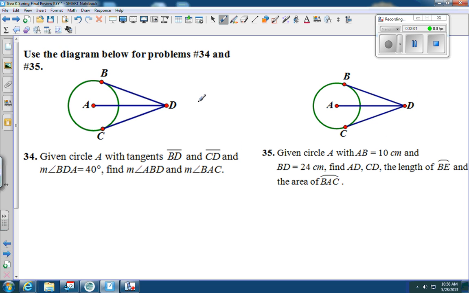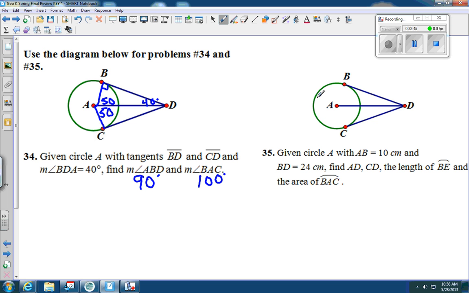Okay, 35. Given circle A with tangents BD and CD, the measure of BDA is 40. So right here, 40 degrees. Find the measure of angle ABD. Well, they told me this is tangent, so that's 90 degrees, so that one was easy. And then BAC. In order to find this whole angle right here, pretending those lines are straight, I can do 180 minus 90 minus 40, or just 90 minus 40, which gives me 50, and then this has to be the same. So this would be 100 degrees.